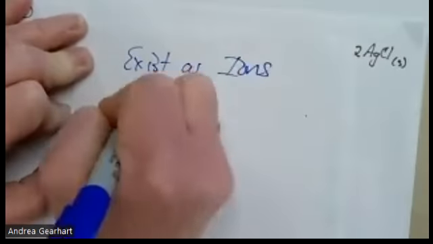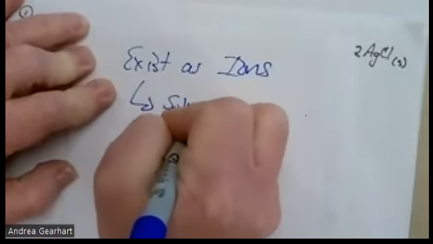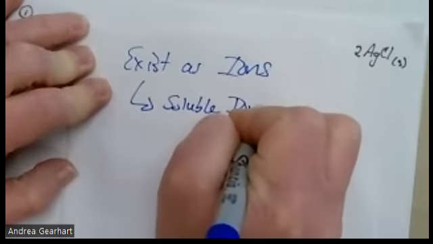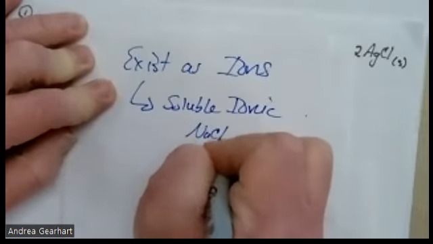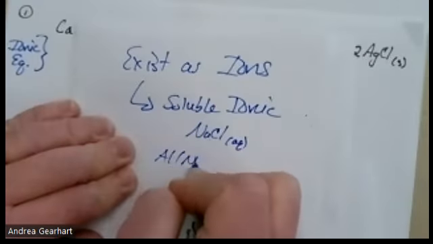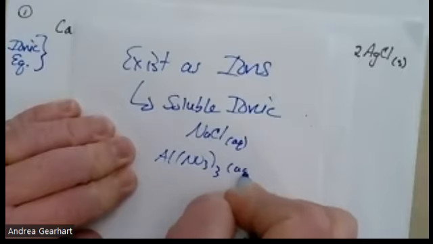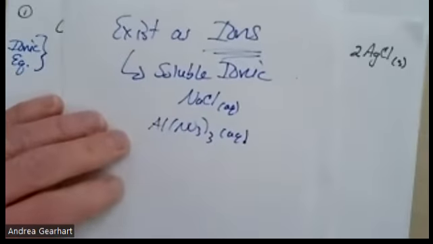Those things that dissociate and ionize, so soluble ionic compounds in solution. When we see NaCl(aq) or Al(NO3)3(aq), they're going to be broken up into ions. What else?